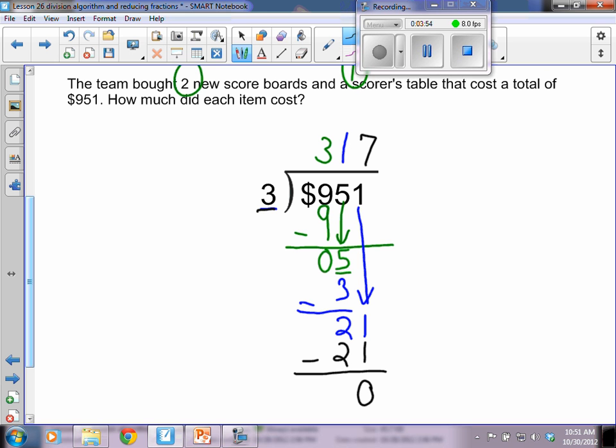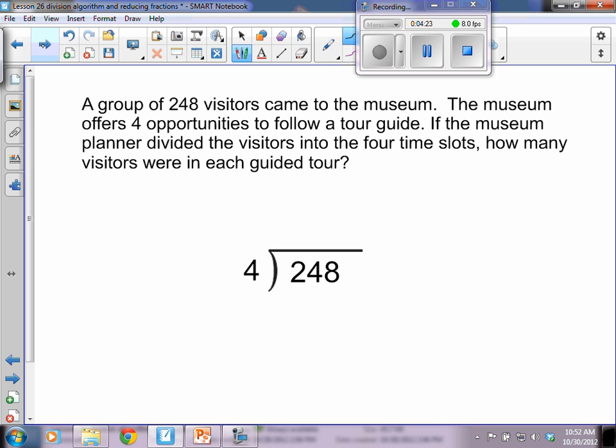And in this case, because there are no new numbers to come down and I've gotten to 0, I know that I have completely solved this problem. And by looking at that idea, I can come back up here and I can throw my $ sign there, and I know that each of the items costs $317. And so this is how to do the division algorithm. So we took it nice and slow so we can see each step.